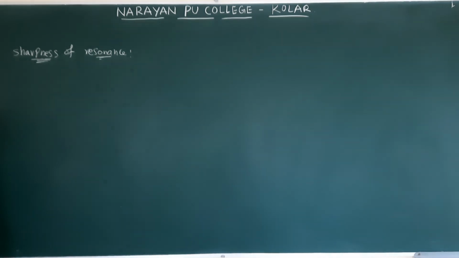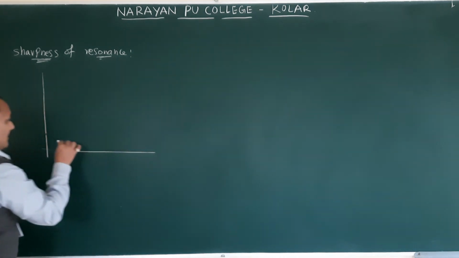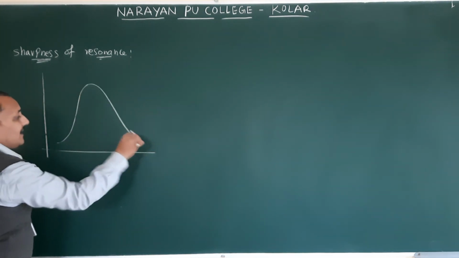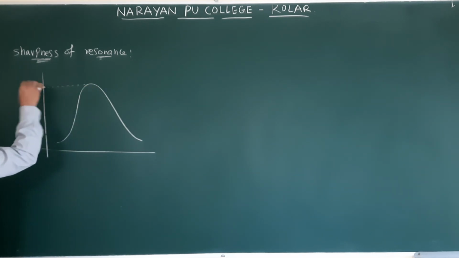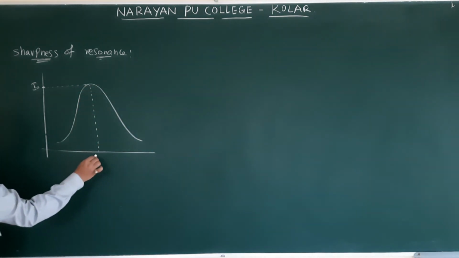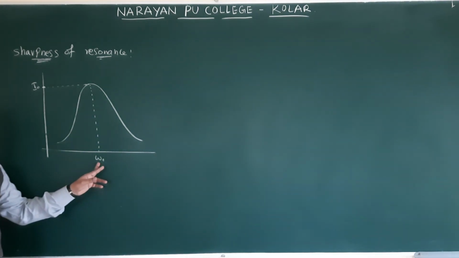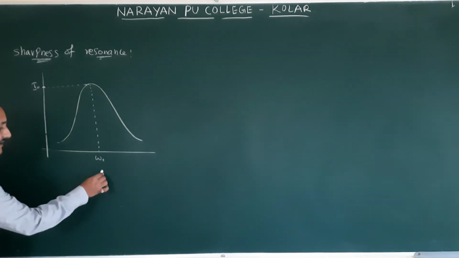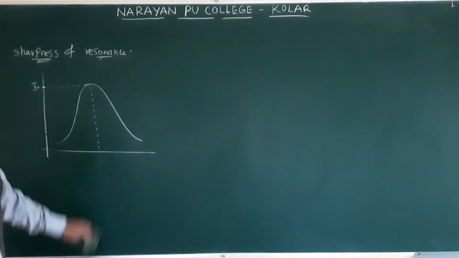For this, we require the graph of resonance, when it is going to happen. So the variation of current with frequency. This gives the peak value, the maximum current, for one angular frequency, omega naught. This angular frequency we will call the frequency at resonance. F naught also you can write. F naught means resonant frequency, isn't it? So either F naught or omega naught. In our book they mentioned omega naught, therefore we are writing it as omega naught.